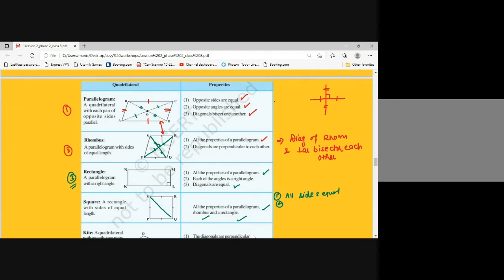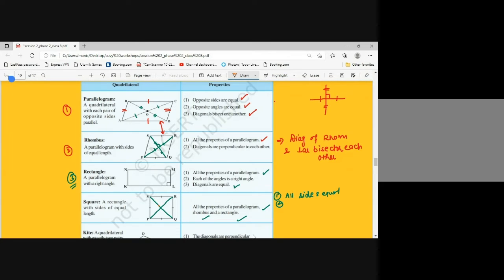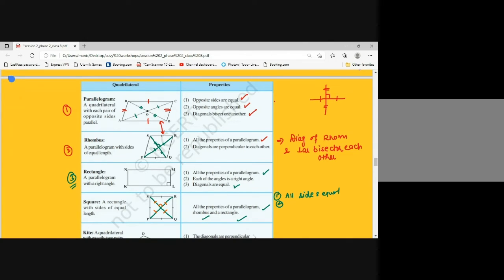When we are talking about a square, its diagonals are also equal. They also bisect at 90 degrees. Yes, they bisect at 90 degrees and they are equal, right? Clear? Clear, ma'am.